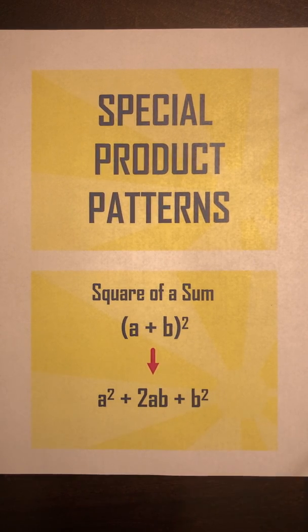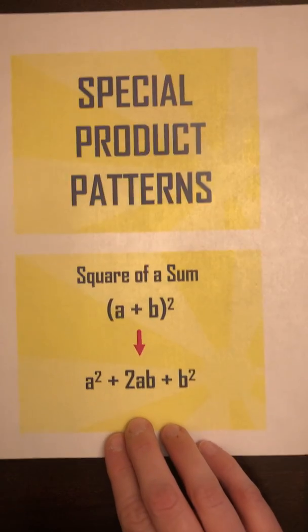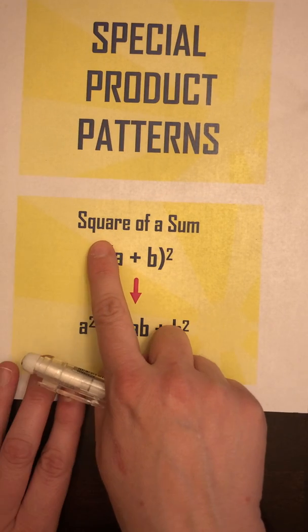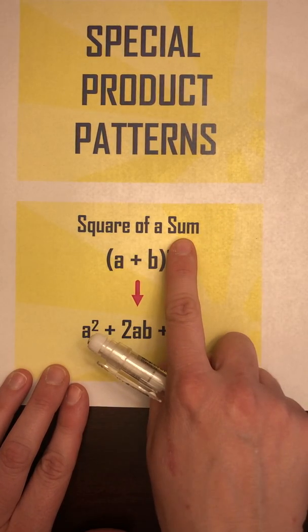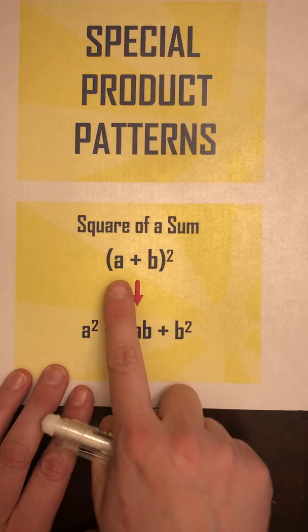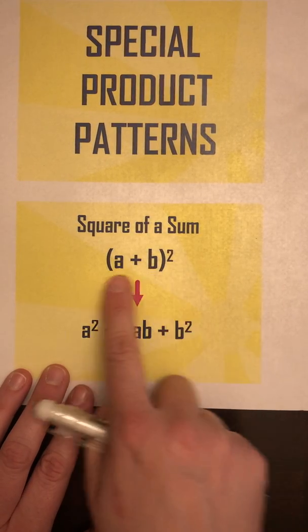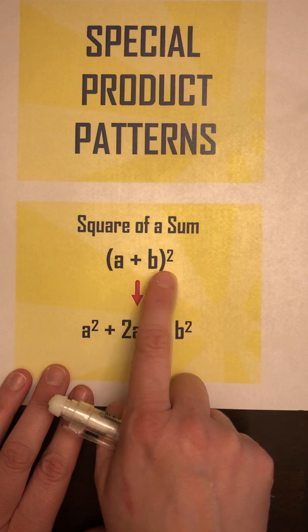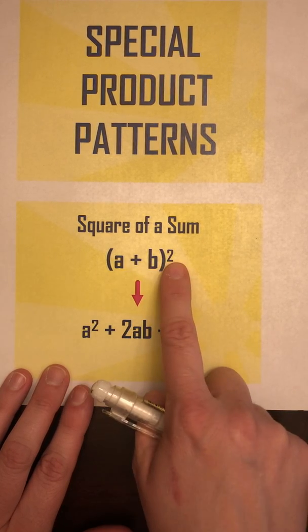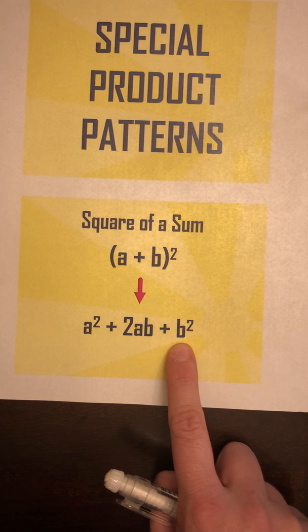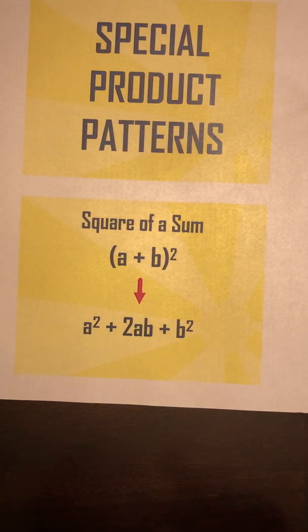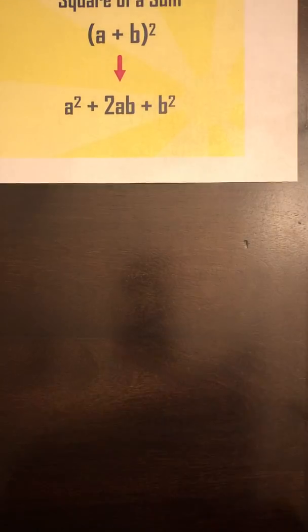So let's take a look at the first pattern. The first pattern is called the square of a sum. Now, why would it be called that? Well, because we're going to be squaring something that has been added together. So when we see something that looks like this, where we're adding these two things and they are being squared, it fits into this pattern right here: a squared plus 2ab plus b squared. So let's see how this works.